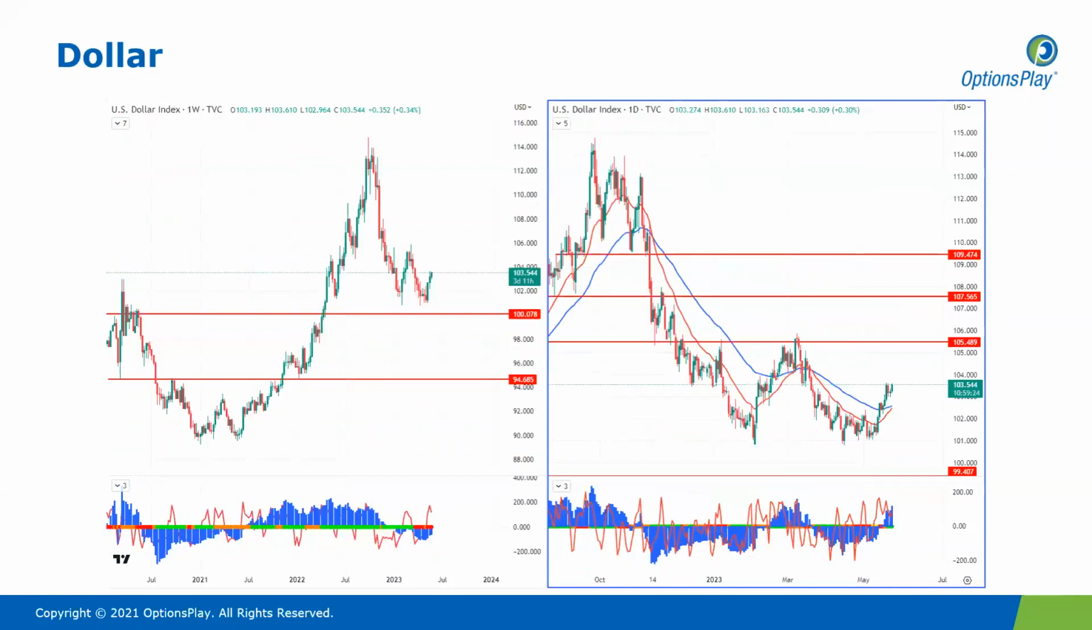Right, moving on to the US dollar. So the US dollar has seen a shift in momentum over the last few days, or the last couple of weeks now, really.